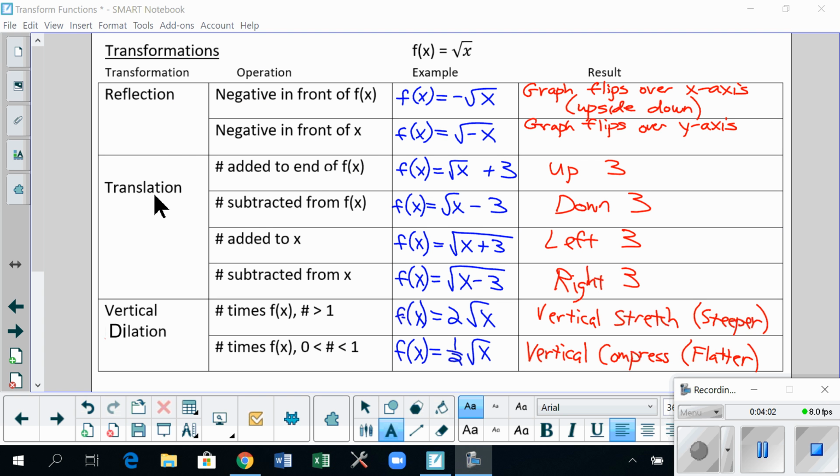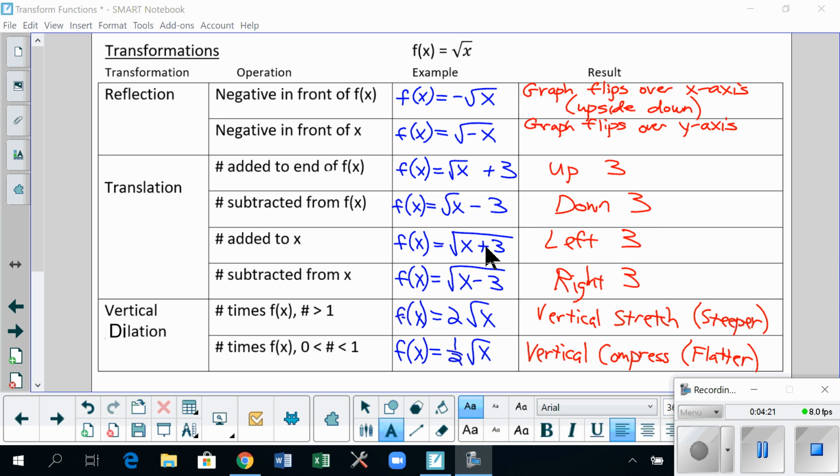So translations, this is where we can make a graph move to the left or the right or up or down. If you add or subtract a number outside of the square root symbol, you could say at the end of the function, this is what makes the graph move up or down. A +3 would move it up 3, a -3 would move it down 3.